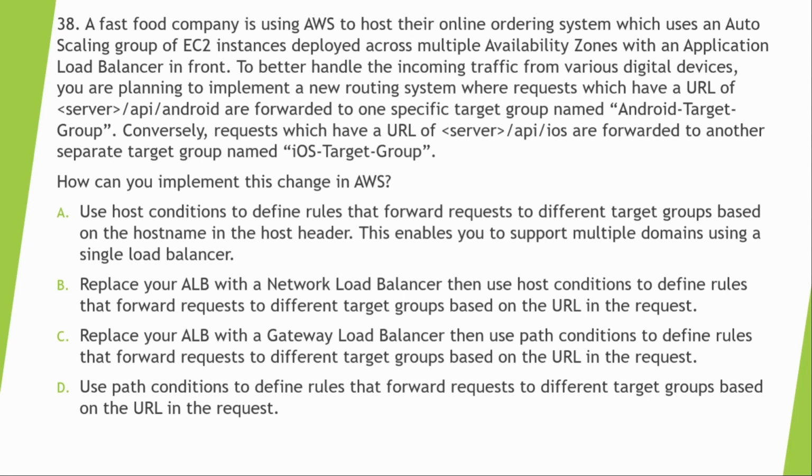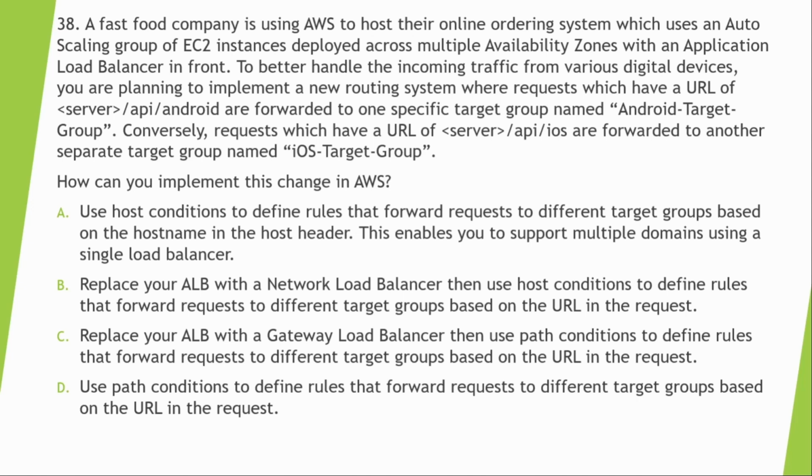So why are the others not correct? Let's check that. Use host conditions to define rules that forward requests to different target groups based on the host name in the host header. This enables you to support multiple domains using a single load balancer. Why is this incorrect? Because host-based routing defines rules that forward requests to different target groups based on the host name. We have been asked for the URL, not the host name.